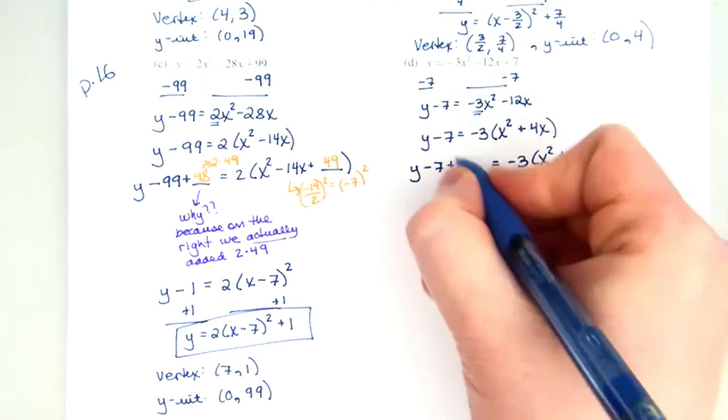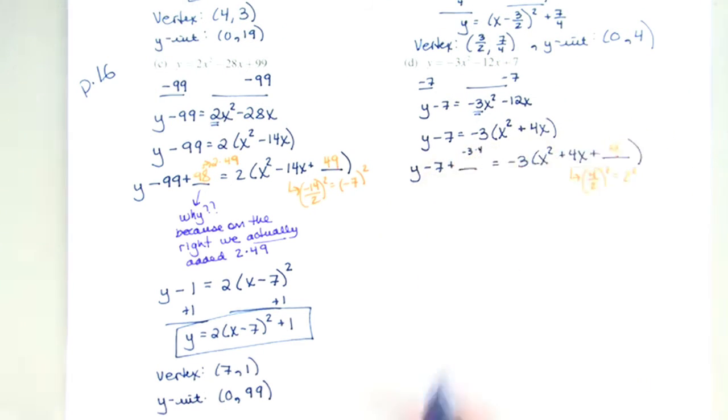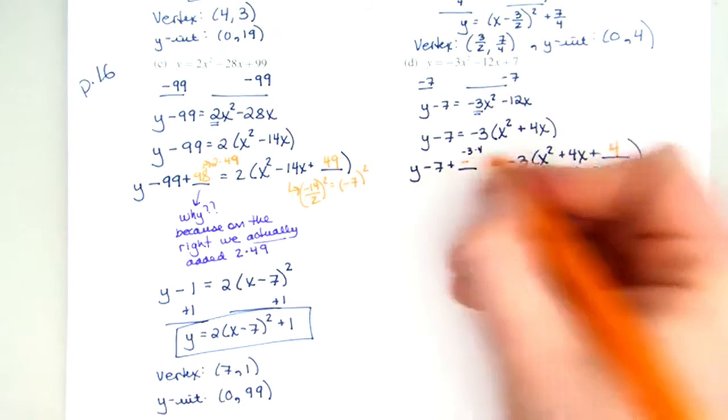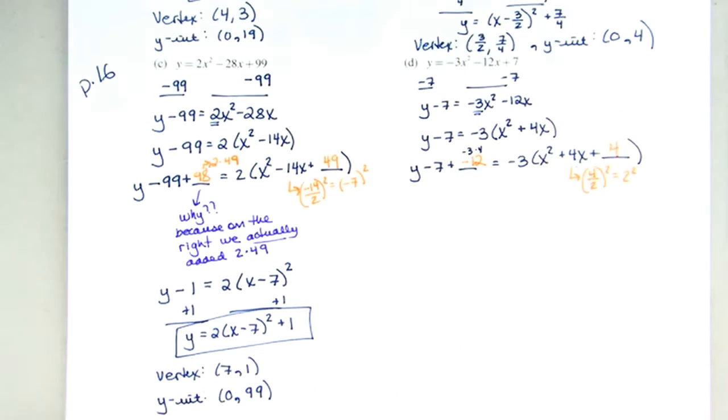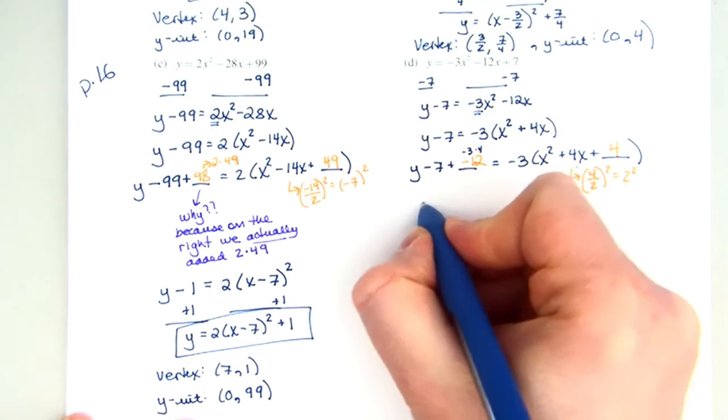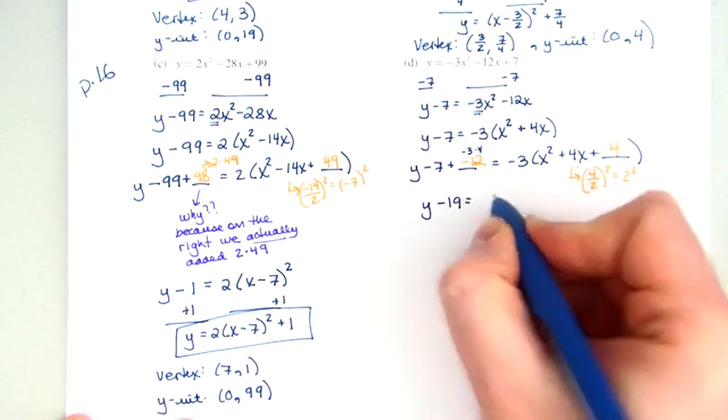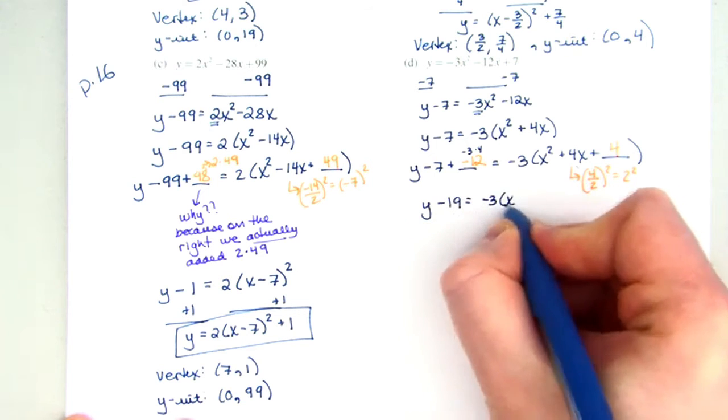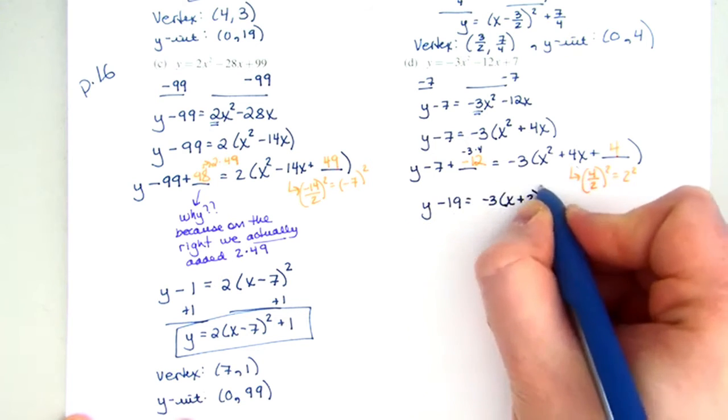You should be doing negative 3 times 4. Don't know why I used blue on that. Should have been orange. You're actually going to change that side by negative 12. Let's finish this. Y minus 19 equals negative 3 times x plus 2 squared.